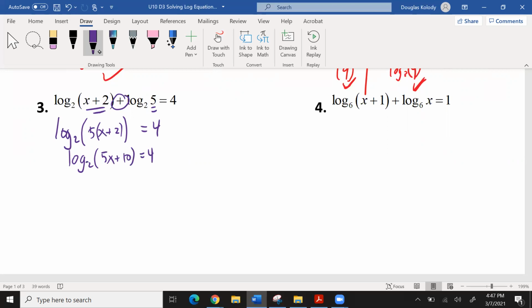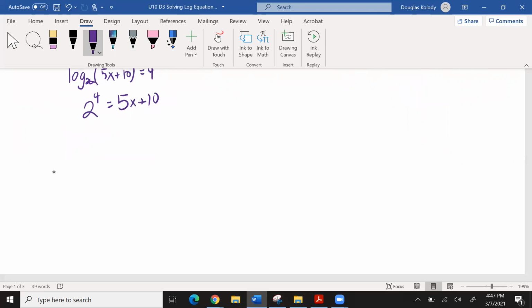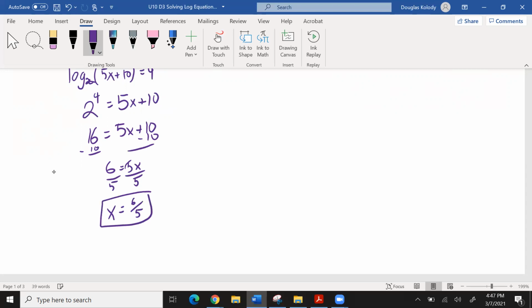Time to translate. No one should be saying, no, it's 2 raised to the 4th power equals 5x plus 10. Boom, translated it. All right, use your power chart if you need to, or just use your fingers. 2, 4, 8, 16. 2 to the 4th power is 16 equals 5x plus 10. I shall subtract 10 from both sides and get 5x equals 6. I'm going to divide by 5, and I will get my potential solution, x equals 6/5.